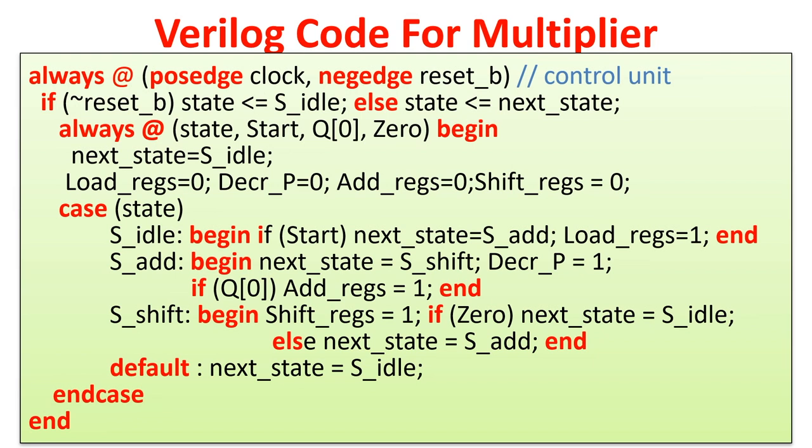So initially, if it is not reset, then state is idle, else go to the next state. Always, with this set of input variables: state, start, Q0 and zero. Q0 means the multiplier's current bit. Based on any of these changing, we need to take actions. By default, the next state is idle. Similarly, load register is 0, decrement is equal to 0, and add register is 0. These are defaults, and then different states are handled in different cases.